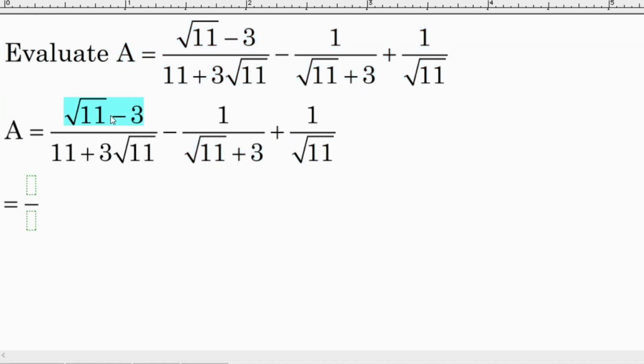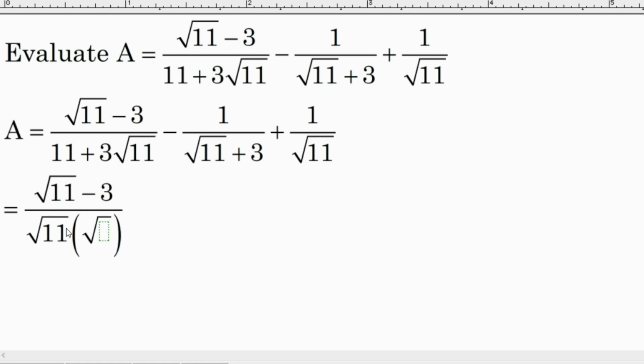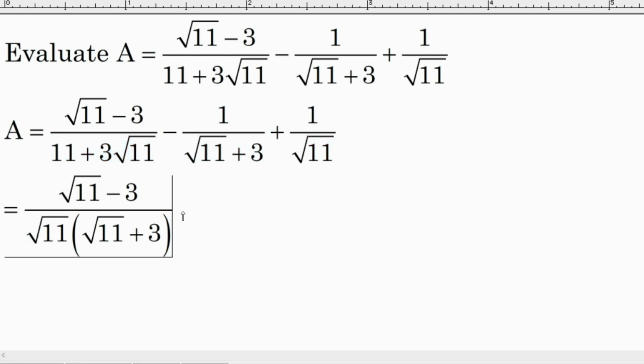We have square root of 11 minus 3, and in the denominator we have 11 plus 3 square root of 11. So I can take square root of 11 in common, and then we will have square root of 11 plus 3. When we expand this factor, we will get this. All right, we have to minus these two terms.